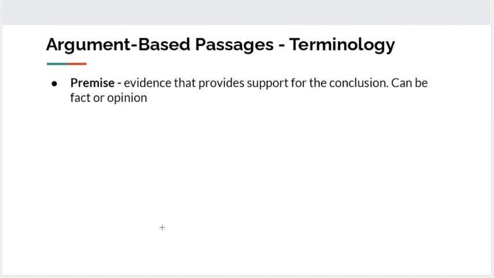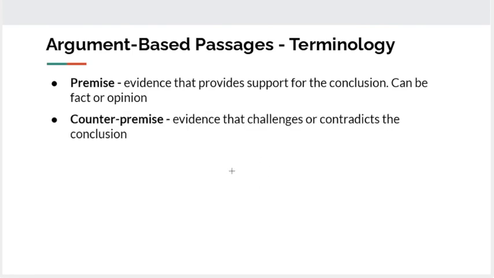Some terminology. I just mentioned a couple of these terms, but we can say a little bit more about them. A premise is anything in a passage that provides support for the conclusion. That can be a fact or an opinion, in other words, a statement of fact or a statement of opinion on the part of the author. A counter premise, on the other hand, is any evidence, again, fact or opinion, that challenges or contradicts the conclusion.